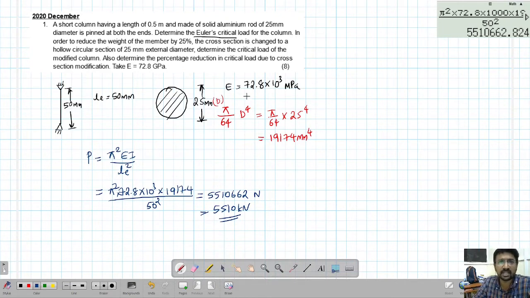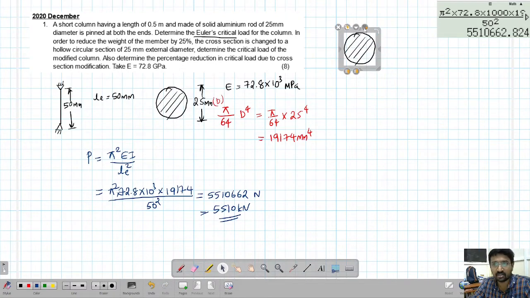The second part is, to reduce the weight of the column. It's a solid column, so the weight could be a good value. To reduce the weight of the column, what they have done is they have removed some portion from the center. How do I know it is removed from the center? It is telling that the cross section is changed to a hollow circular section of 25 mm external diameter. So the diameter is kept constant. They are removing some portion from the center.